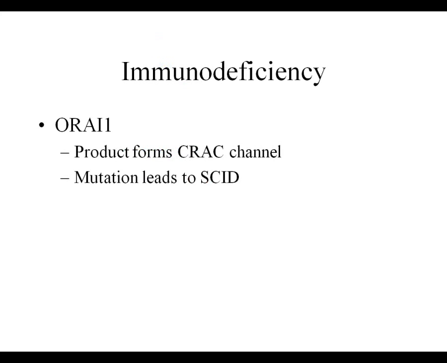Okay, let's skip that part. So here's one immunodeficiency that was pointed out today. So this is kind of a step away. But a gene called ORAI1, its products form the CRAC channels. And those are the channels that the calcium gets liberated through. A mutation in these leads to a form of immunodeficiency.